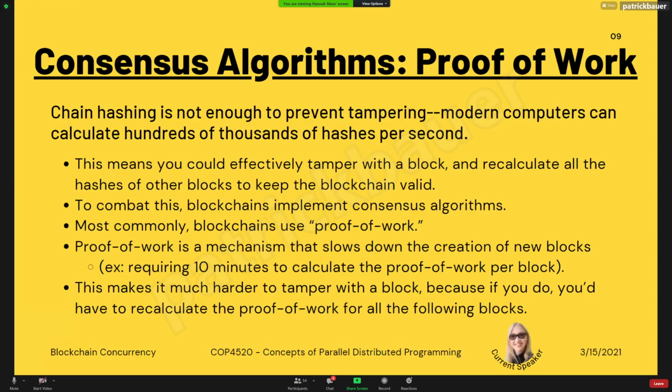To combat this, blockchains implement consensus algorithms. Most commonly in Bitcoin, you may have heard of one called proof of work. The intent of proof of work is to slow down the creation of new blocks. For example, requiring 10 minutes on average to calculate the proof of work per block. It just means you can't calculate all the hashes too quickly, so it makes it much harder to tamper with a block.